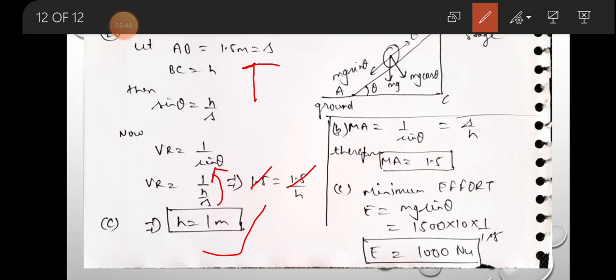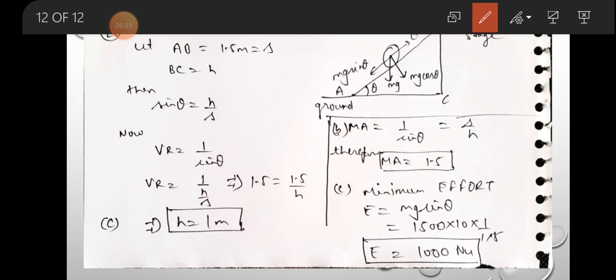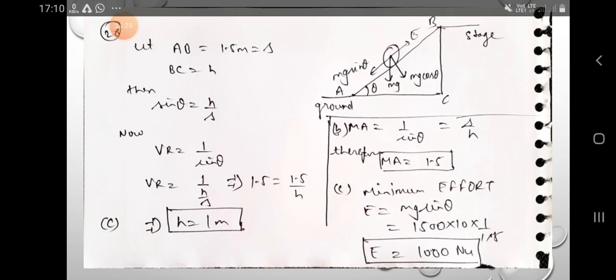Now again we have to calculate mechanical advantage. So MA is equal to 1 upon sin theta is equal to s upon h. Again MA, now since h is 1 and s is again 1.5, so the value of MA will be equal to 1.5. Now moving to the next question, we have to determine the maximum effort required to bring this sphere.